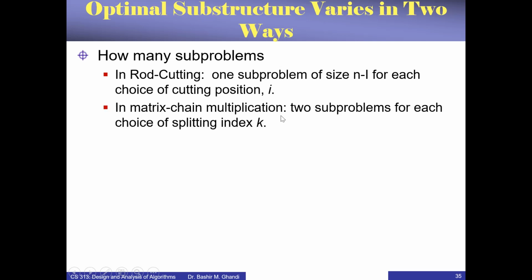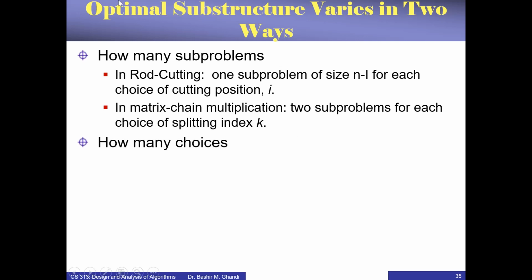In matrix chain multiplication, however, we had two subproblems for each choice of the splitting index k. So for each k you choose, you will have two subproblems, one on the left, one on the right. So there are cases where you can reduce it to just one problem, as we saw in the rod cutting problem. But there are cases where your choice will actually involve two subproblems, and there is no easy way to reduce them to a single subproblem.